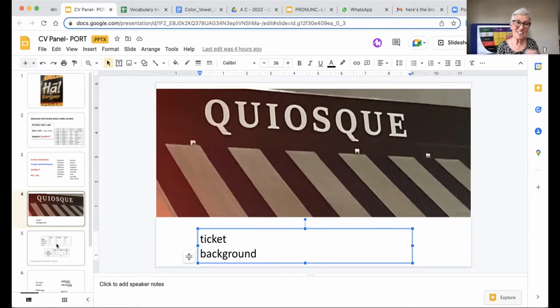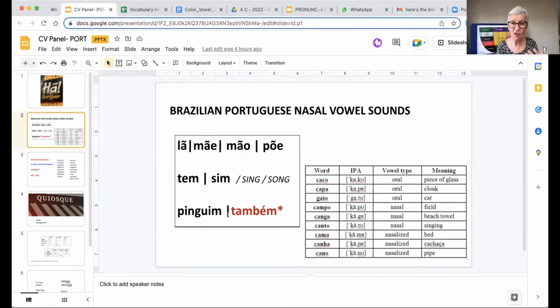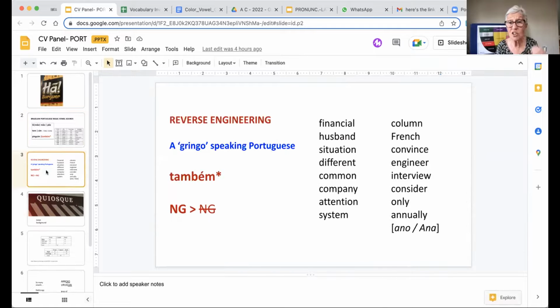So that's about the nasalization, and how frequent that is and how much work Brazilian Portuguese speakers have to do to actually make this articulation. Spanish speakers the same way, to be able to articulate that.